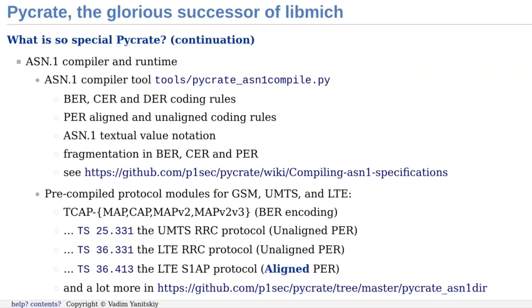You have UMTS RRC protocol, that's packed encoding rules, that's unaligned, and the other protocols like S1AP, that's the protocol that the base stations in LTE talk to the base station controller, not actually controller, but the MME, as far as I remember. And you can find all the other modules in this directory. There are really a lot of other protocols in there.